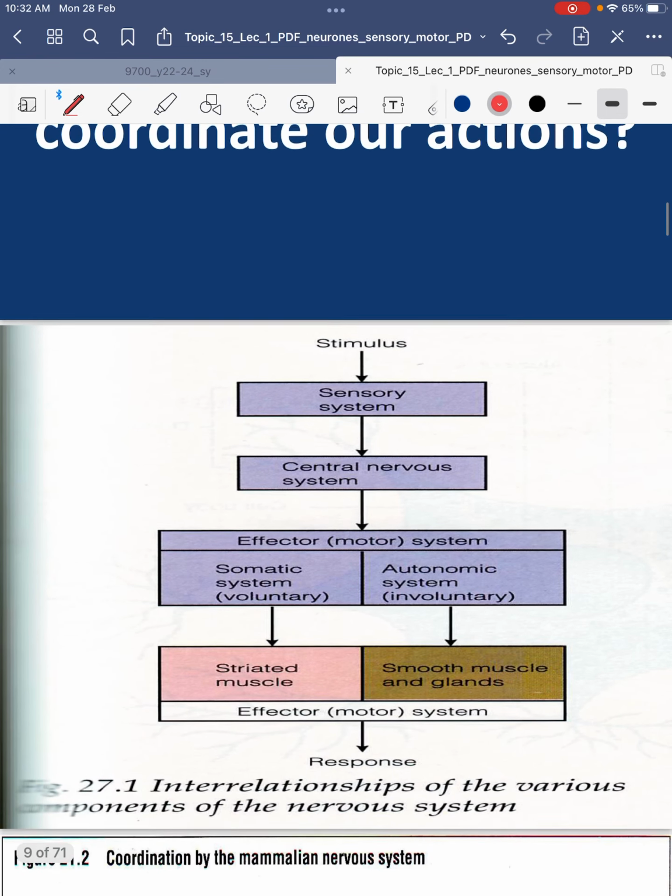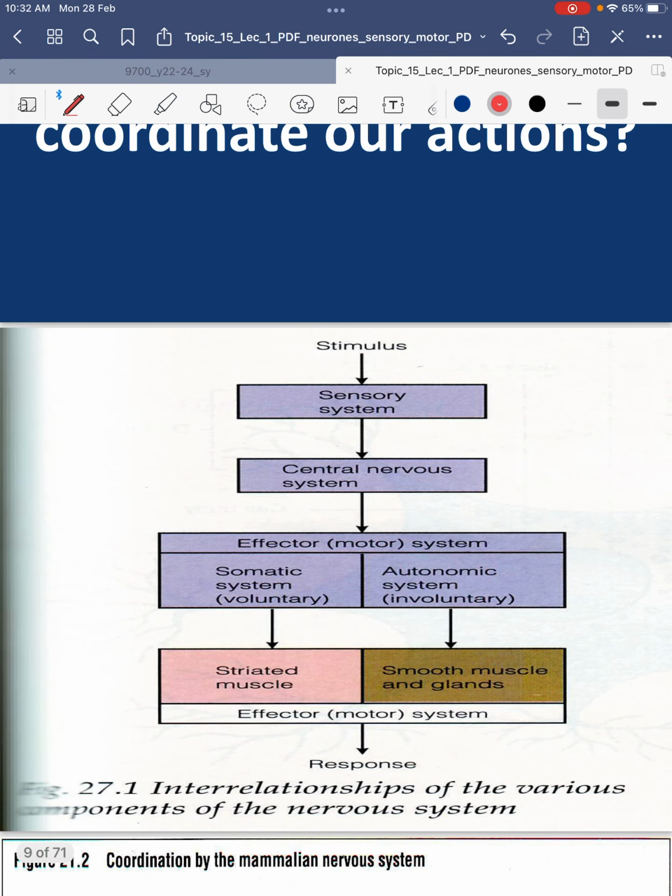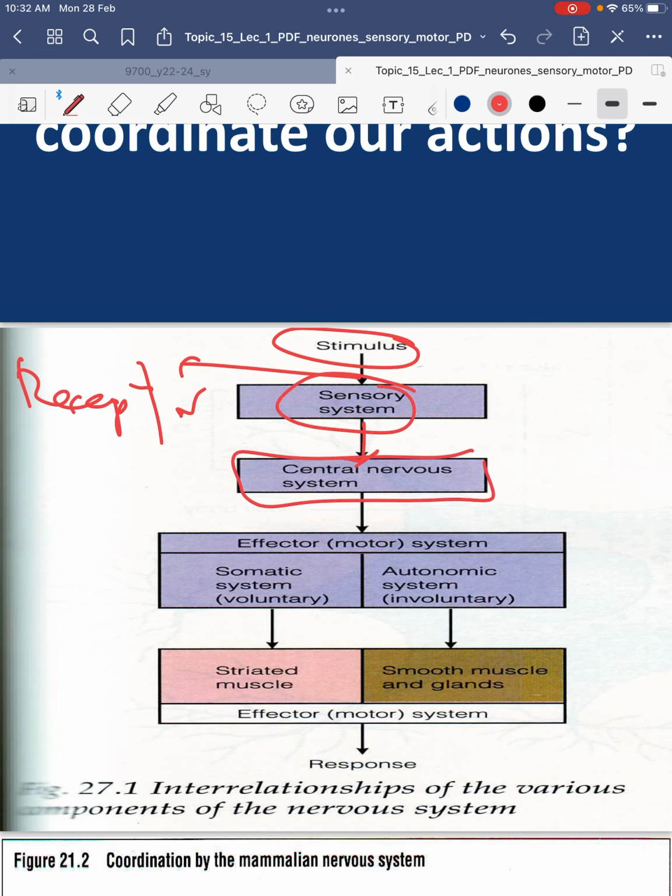There has to be a stimulus, and there's a missing one here, which is the receptor, then the sensory neuron. The sensory neuron will send information to the central nervous system, and then the central nervous system will send to the effector via the motor neuron. The effector can be glands or muscles. And then the response.